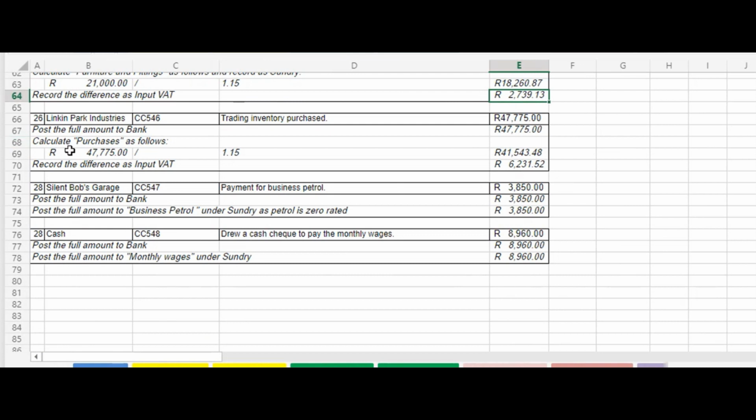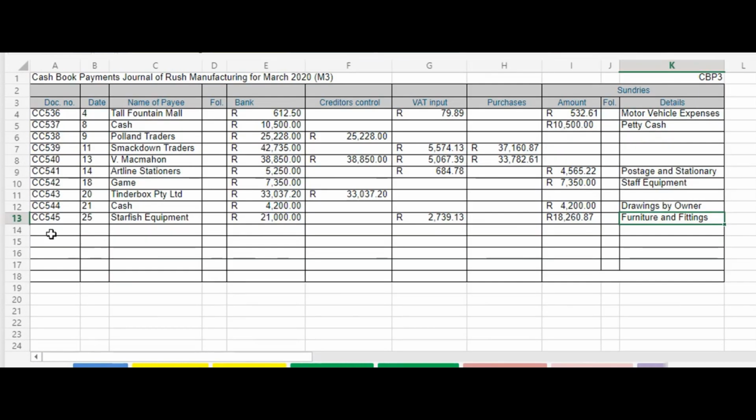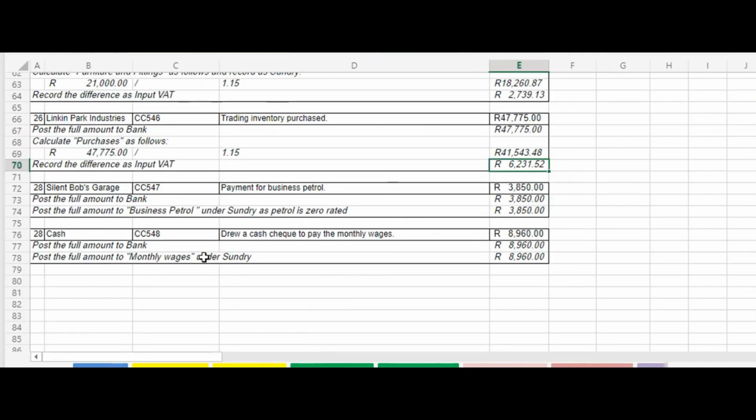Okay, 3 more transactions left to go. It says that on the 26th, we purchased trading inventory for cash from Lincoln Park Industries. We know how that works. Full amount leaves the bank. We calculate purchases by dividing with 1.15, and we record the difference as the input VAT. So we're quickly going to do that. Document given, date given, payee given, full amount leaves the bank account. This is purchases. We calculate purchases by dividing with 1.15. We record the difference as the VAT, and we don't need to do anything else. 2 transactions left. I almost want a drum roll or something, but nothing's going to happen.